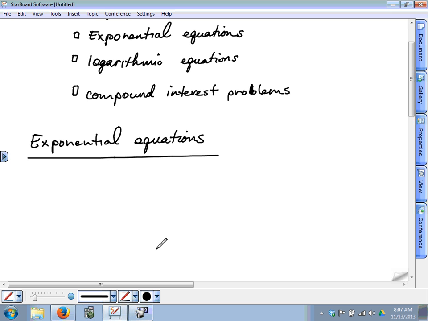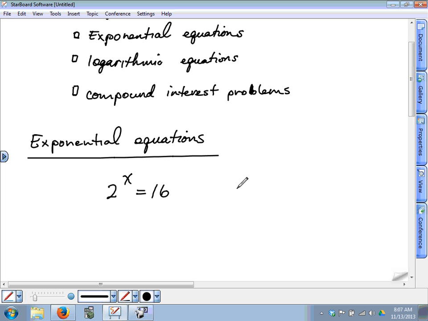Some exponential equations can be solved very easily in your head. For example, this one here, 2 to some power is equal to 16. That's pretty easy to solve in your head, right? X has to be what? X has to be 4, because 2 to the 4th power is 16. Okay? Those are not the type of exponential equations we're going to be doing.